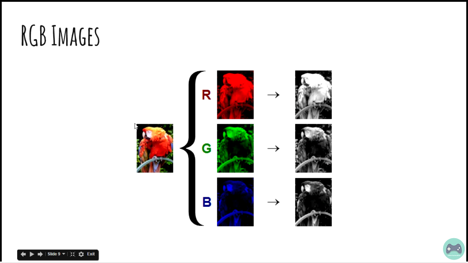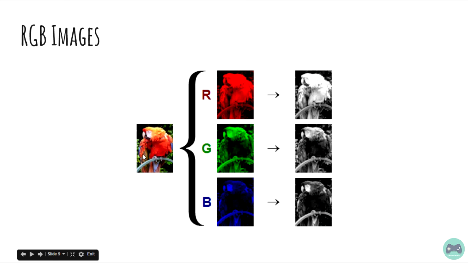If this is a 500 by 500 resolution image, what you see in MATLAB is a 500 by 500 by 3 array, and the 3 corresponds to R, G, and B.